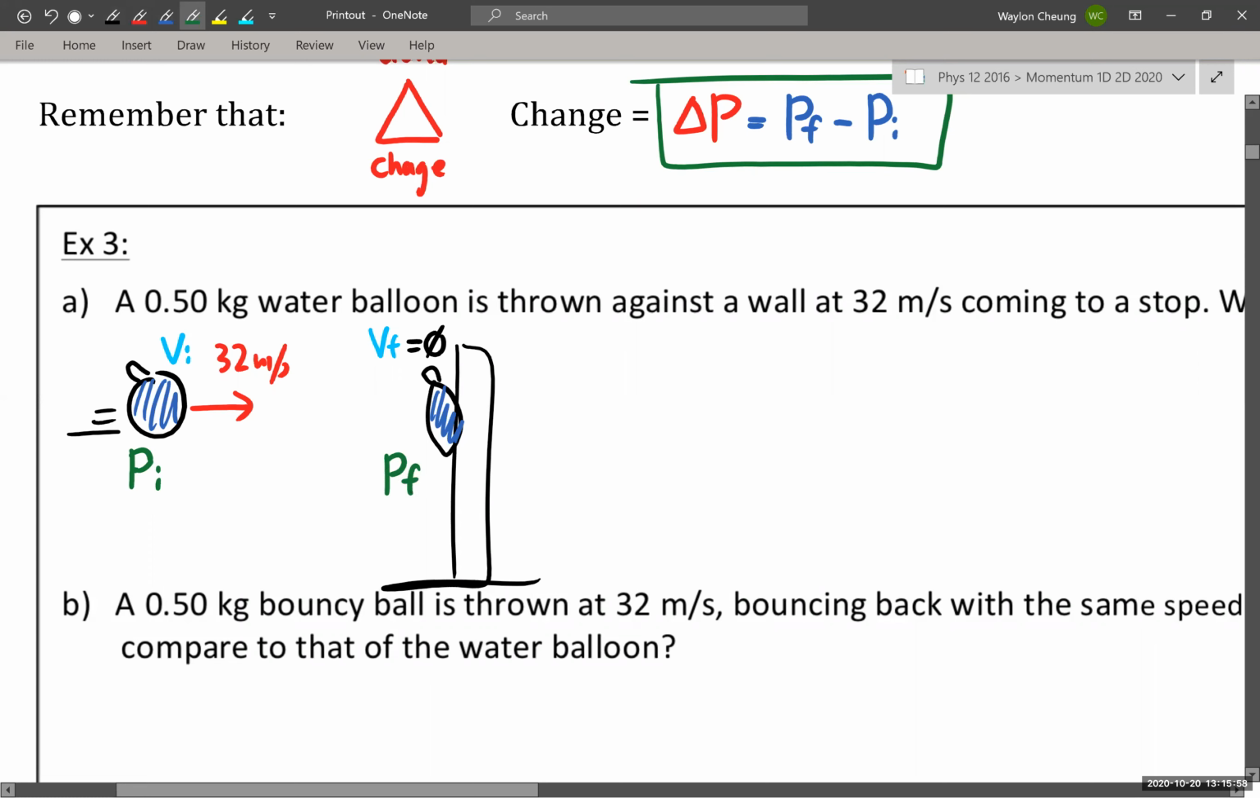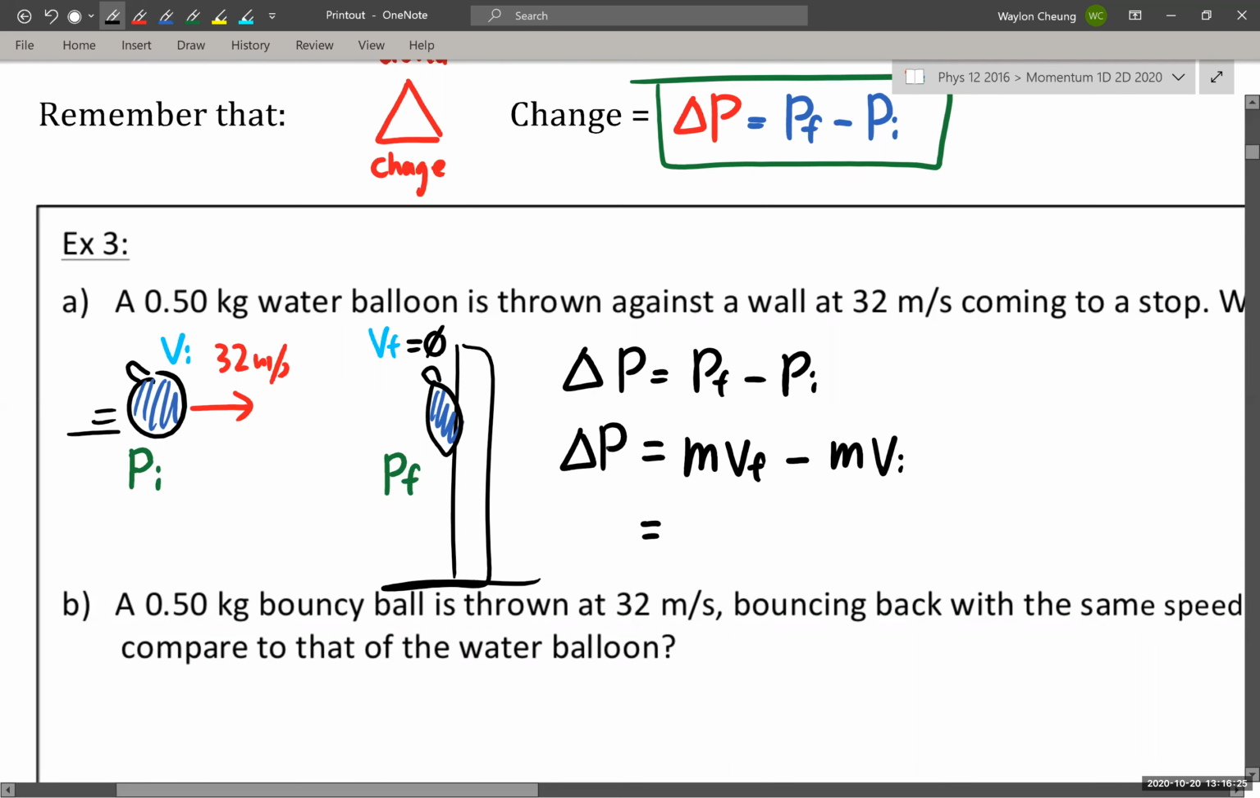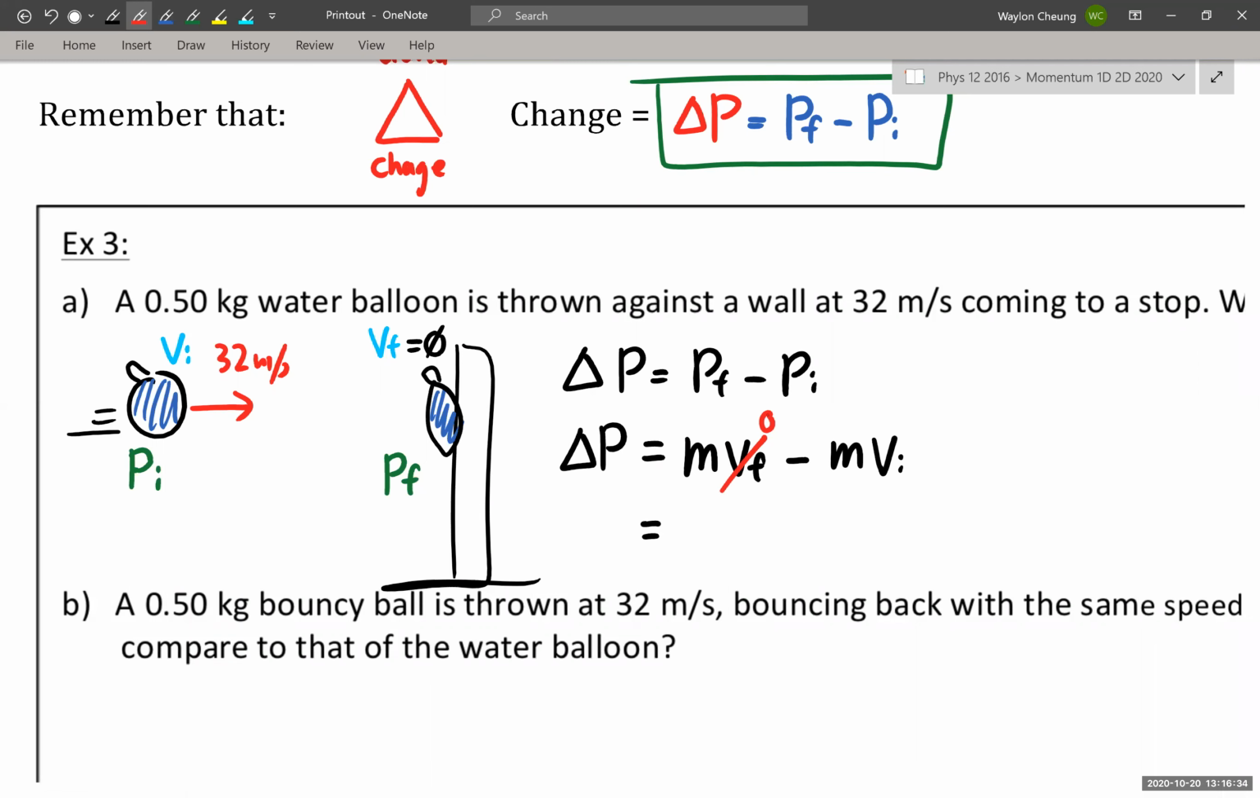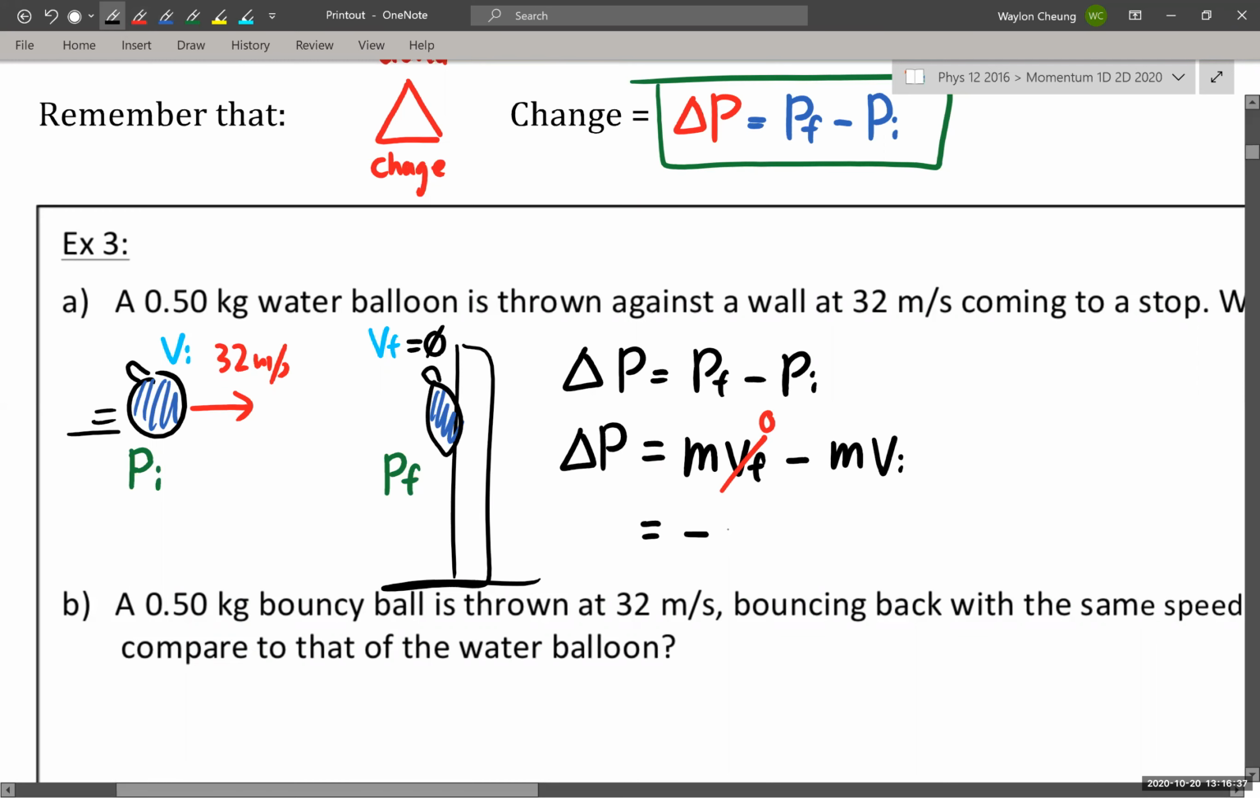So if you want to find out the change in momentum, we will subtract them. So change in momentum is final momentum minus initial momentum, which is basically this equation if everything is in 1D: m v final minus m v initial. But v final is 0 because you hit the wall. So therefore, the first part of this equation is already gone. And you just have the m v initial. That's the change in momentum.